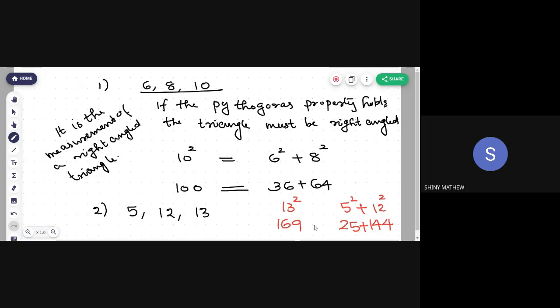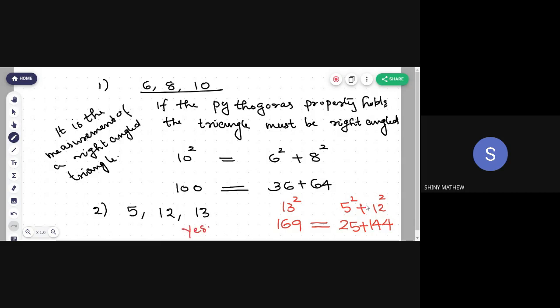25 plus 144, is it 169? ശരിയാണോ? Yes. So it is also a right angle triangle. So it is also the measurement of a right angle triangle.